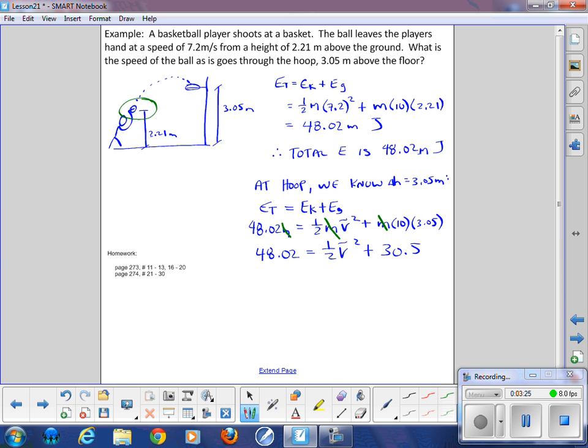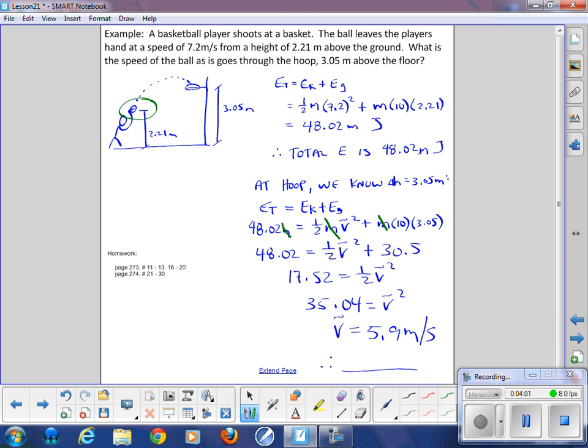As I go through and do my calculations, minus the 30.5 from both sides, we get 17.52 equals 1/2 v squared. Divide both sides by 0.5, and we take the square root of both sides. And we find that it's passing through at 5.9 meters per second. So the basketball has lost velocity. It started at 7.2, now it's at 5.9.